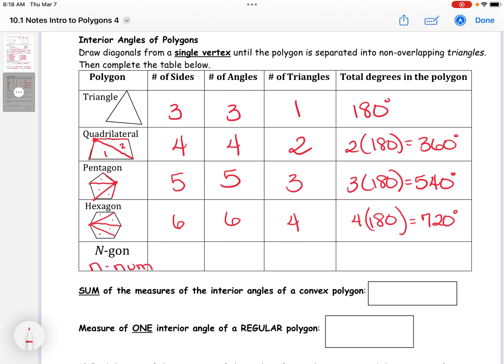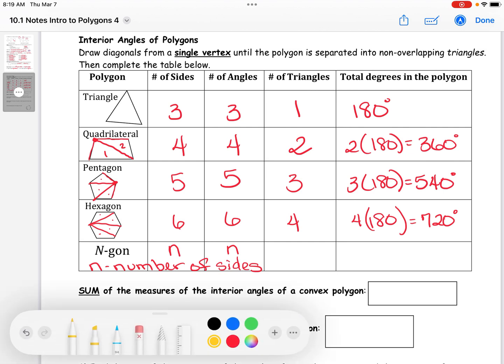Okay. We use the letter N for the number of sides. So when we say n-gon, we're talking about a polygon with n number of sides. We don't know how many sides. But if I was going to write it out, I would say that it has n sides and n angles. So if it was a 22-gon, it would have 22 sides and 22 angles.